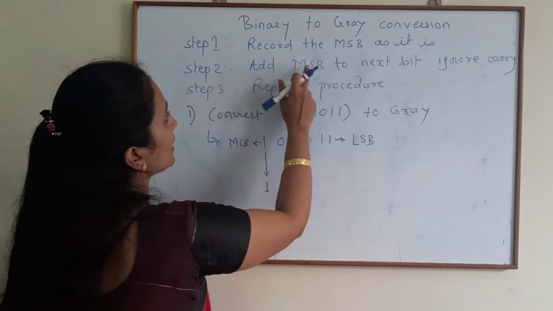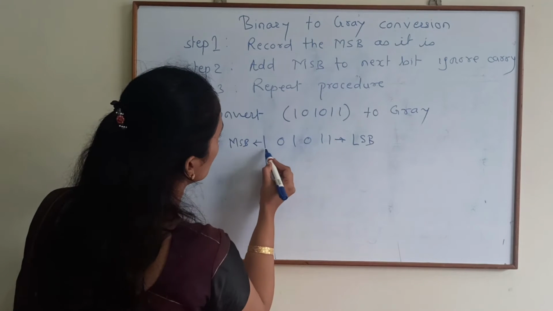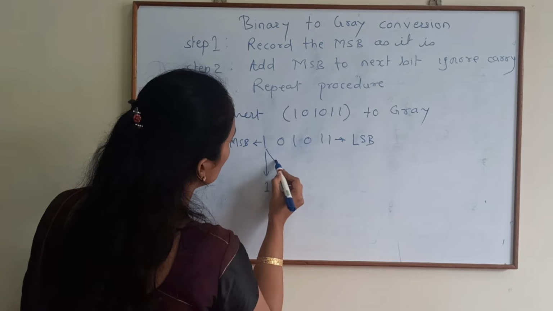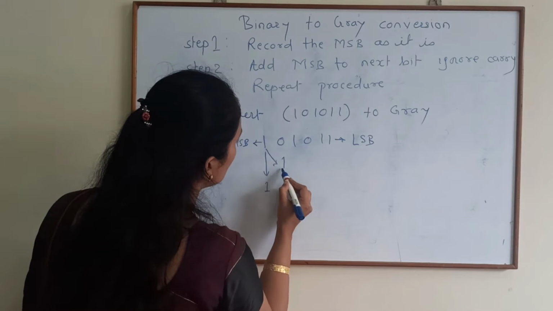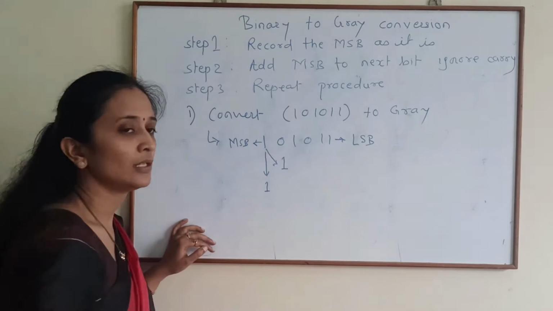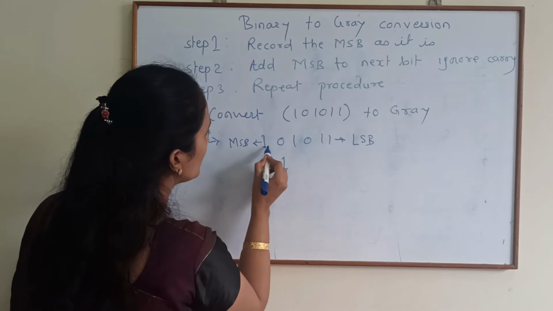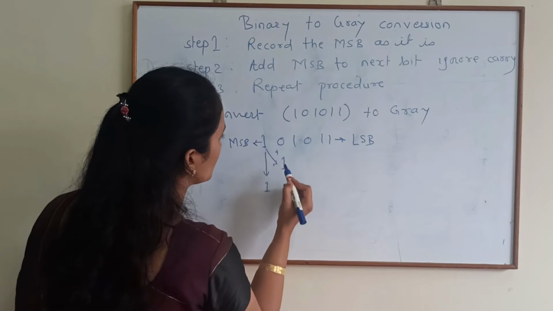Next is to add the MSB to the next bit. This MSB we have to add to the next bit. The next bit is 0. This 1 we have to add to 0.